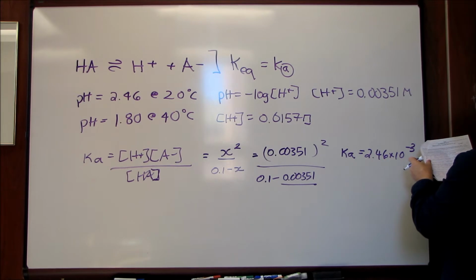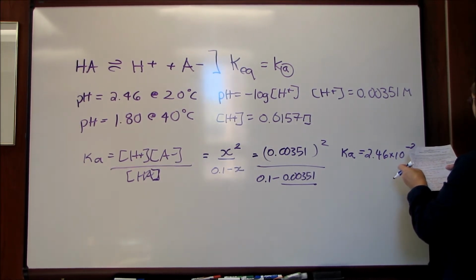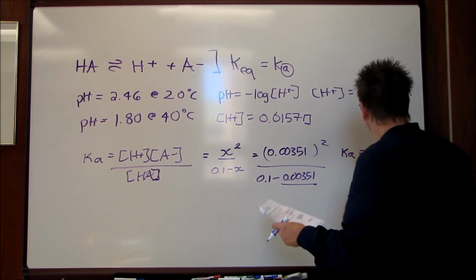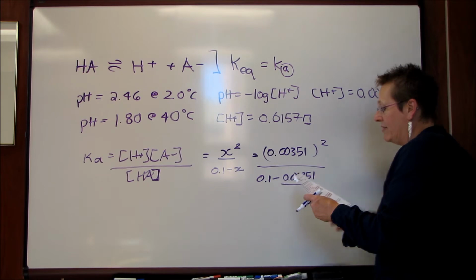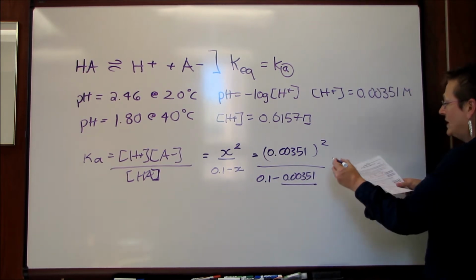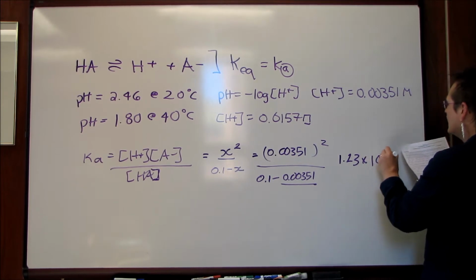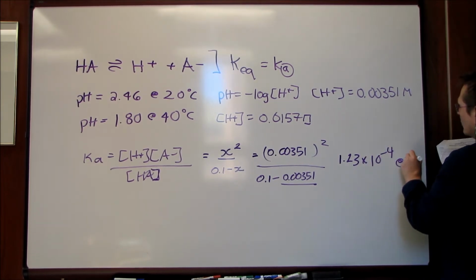Sorry, which one is which here? I've done it only at 40 degrees. I seem to have done it at 40 degrees. Hold on, just back up there. I've written it out for myself, at 20 degrees it comes out to 1.23 times 10 to the minus 4. Sorry, I was looking at the wrong place.